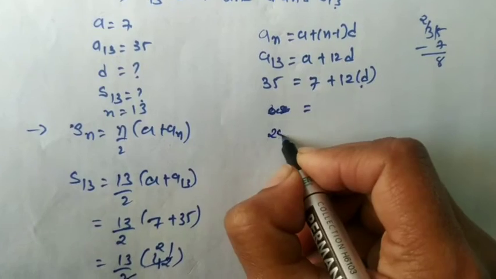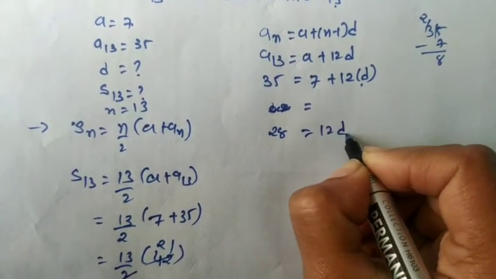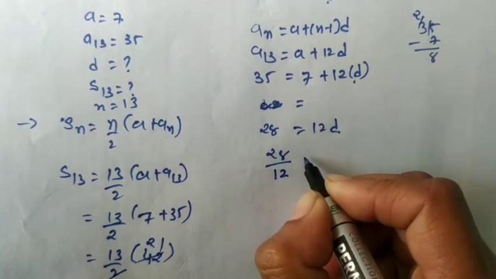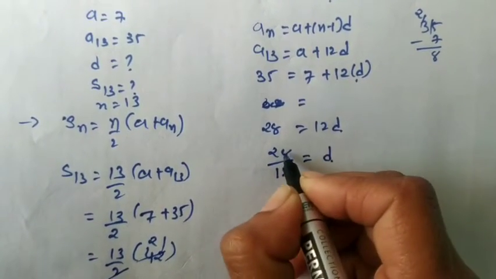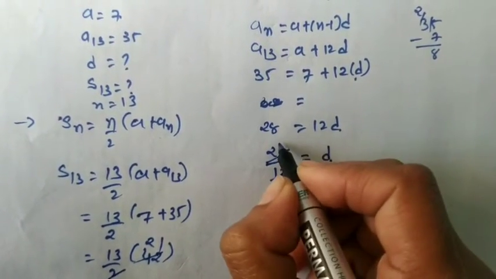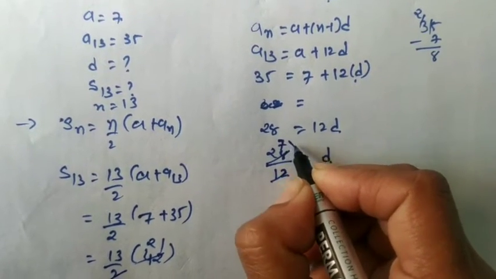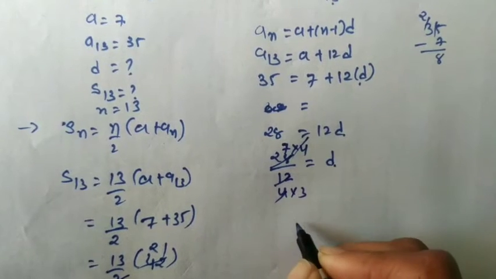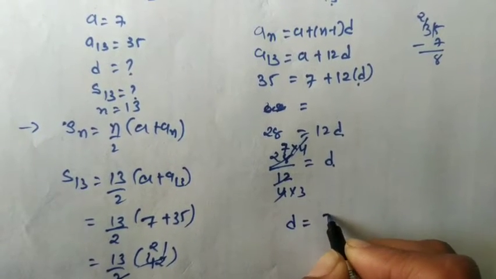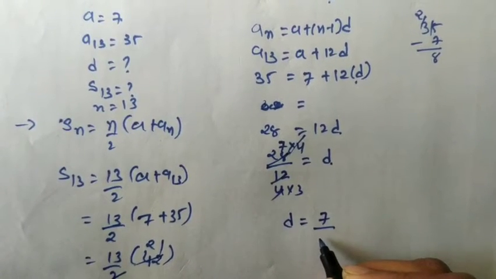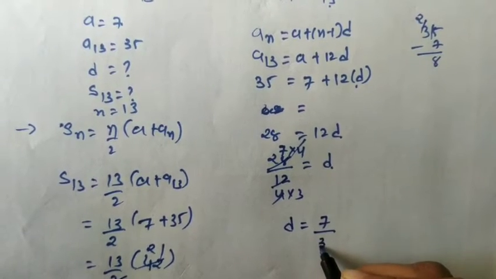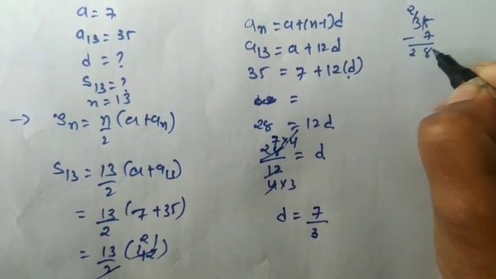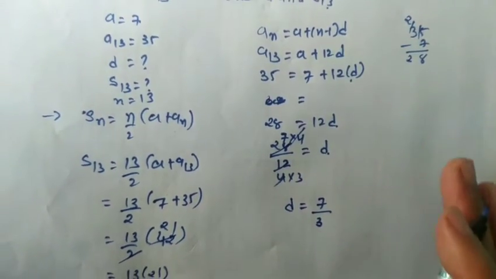So if it is in this form, let us solve it. So here we will get 28 by 12, and that is equal to d. Let us solve it. 7 fours are, and 4 threes are. So we will reduce it. So here d we are getting as 7 upon 3. So this is the complete answer of what we have found.